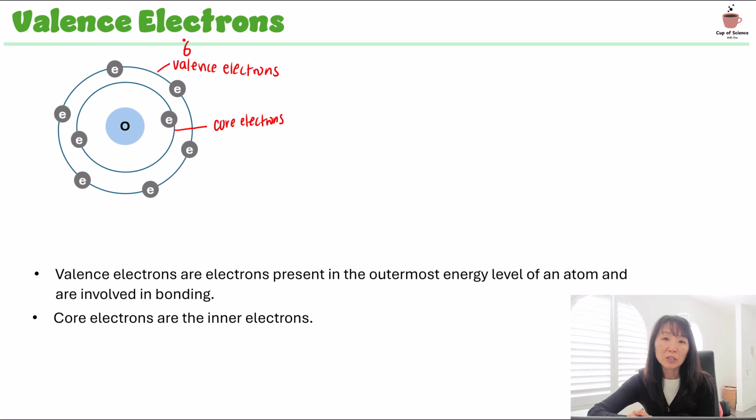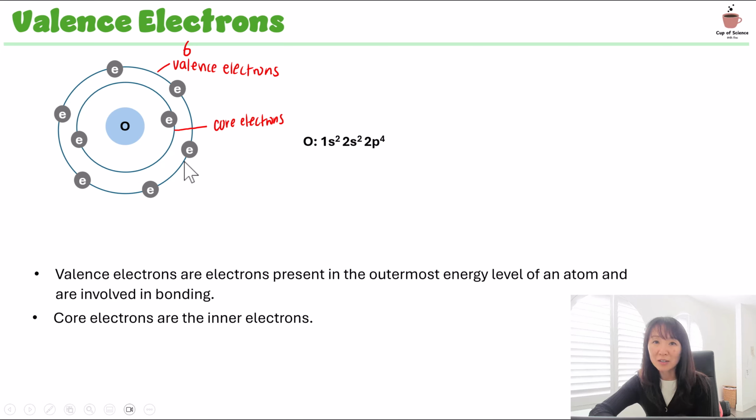We can also determine the number of valence electrons not just by drawing out a picture, but looking at an electron configuration like this. This is an oxygen valence electron configuration. Now, you can see the very last energy level is 2. And you count the number of the electrons at energy level 2, which is 2 and the 4. So therefore, 2 plus 4 is 6. And that corresponds to this image.